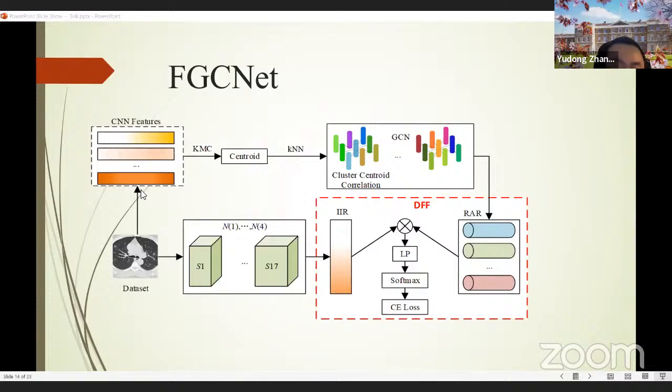Meanwhile, please see the top half of this slide. We extract the CNN features, and then we use k-means clustering to extract the centroids. Finally, we use the k-nearest neighbors algorithm to construct a cluster centroid correlation, and then we can create a graph convolutional network. Now we come to the rightmost of this slide. We extract the relation-aware representation, the RAR, from the graph network. Then we combine the IIR with the RAR using a deep feature fusion scheme, and the multiplication results are sent to a linear projection followed by softmax and the cross entropy loss.